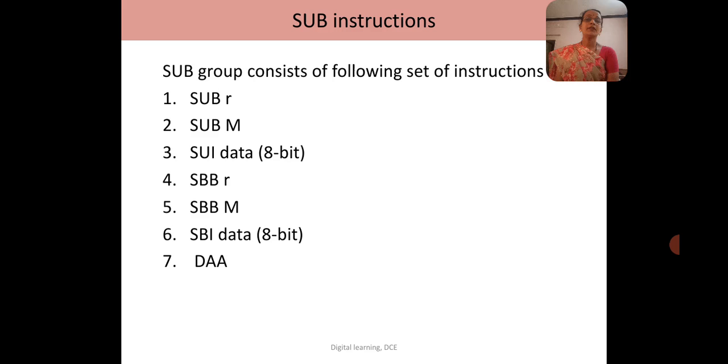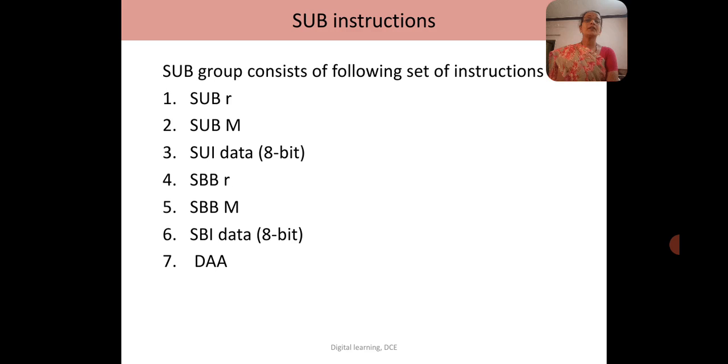Last one is DAA instruction. DAA means decimal adjust accumulator. This instruction adjusts accumulator to packed BCD after adding two BCD numbers. This is 1 byte instruction and all flags are affected.